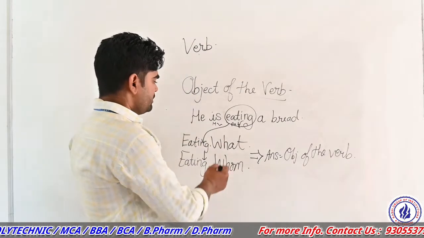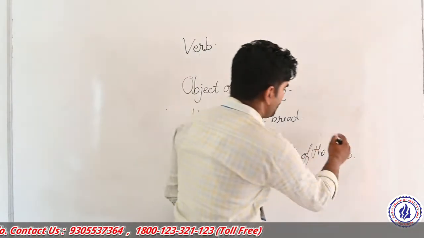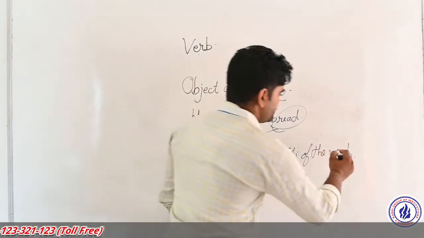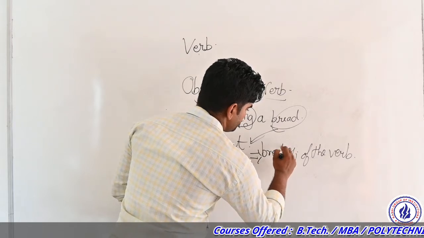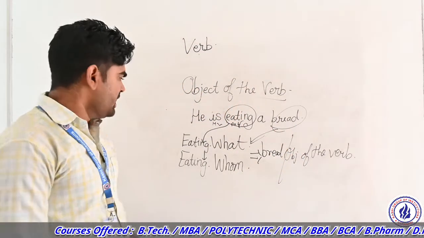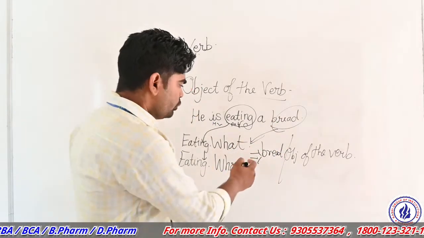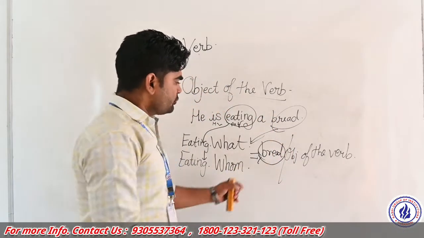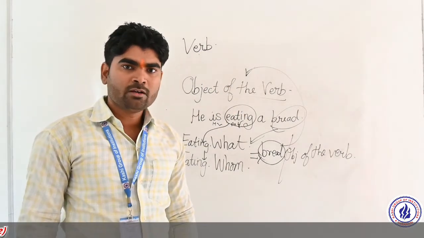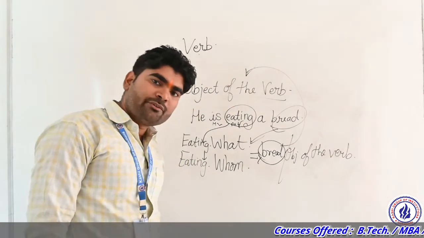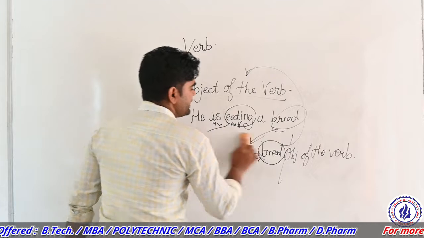Now check. Did you get the answer? Eating what? What is he eating? He is eating a bread. Yes, bread. Next one: eating whom? He is eating a bread. Eating whom? Bread, same answer, so no need to write it again. So you got the answer: bread. This answer is nothing but the object of the verb. Clear? Now we will move to the actual main topic, transitive and intransitive verb.